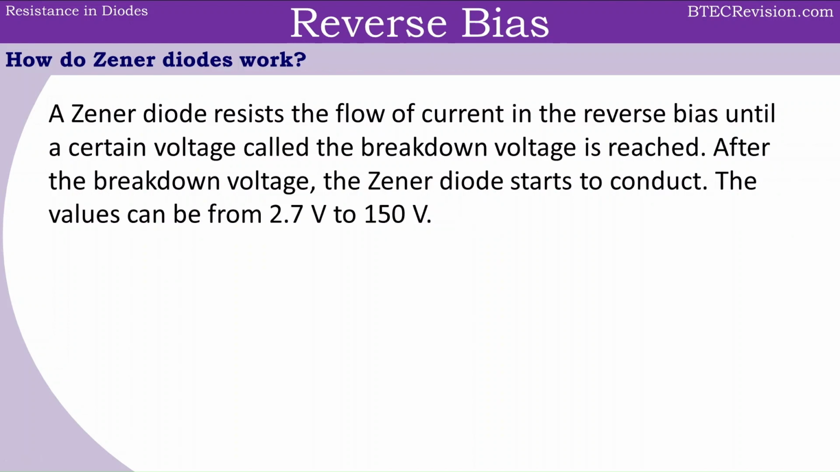Let's take a look at how Zener diodes work. They resist the flow of current in the reverse bias, just like a normal diode. However, when they reach a certain voltage, known as the breakdown voltage, the Zener diode will start to conduct. These values can range from 2.7 volts up to 150 volts.